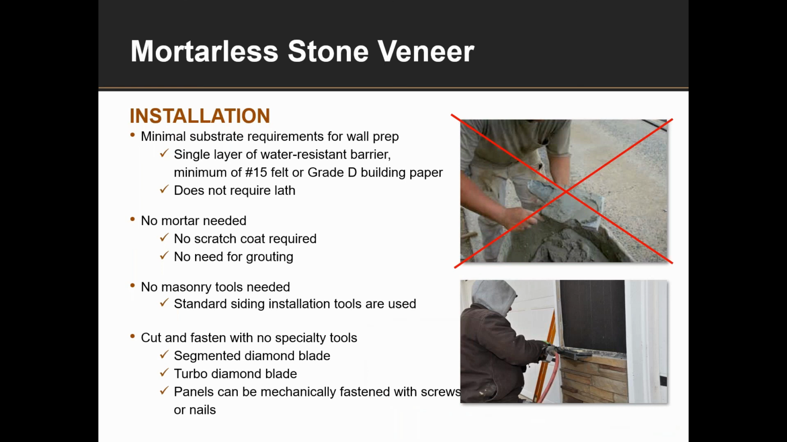So basic installation, the one thing that changes is there's not going to be any lath or mortar involved, but also you only need a single layer of water resistant barrier because there's a rain screen built into most of the products. No masonry tools really needed. You can cut and fasten with no specialty tools. You use a diamond blade to cut it because it is concrete and metal, so you need a diamond blade. And then you can use screws or nails to fasten it to the wall. So in the one picture there, you see that you're actually using a roofing nailer to shoot it onto the wall. So if you're doing that, it just goes up really fast.